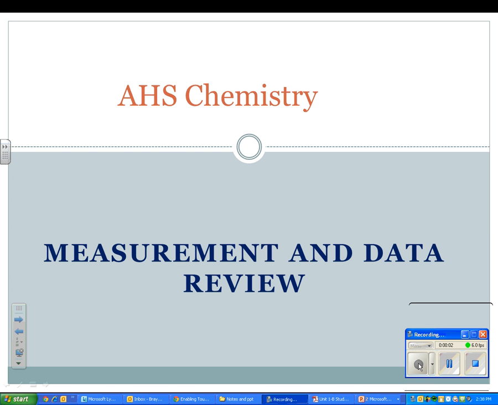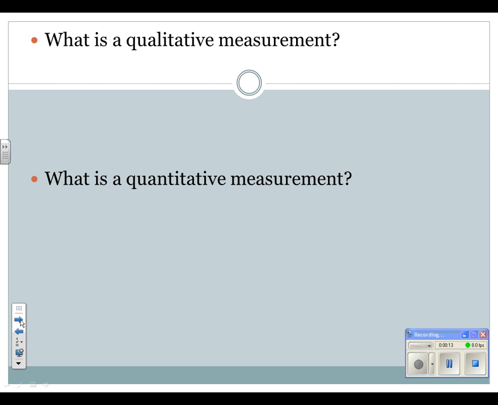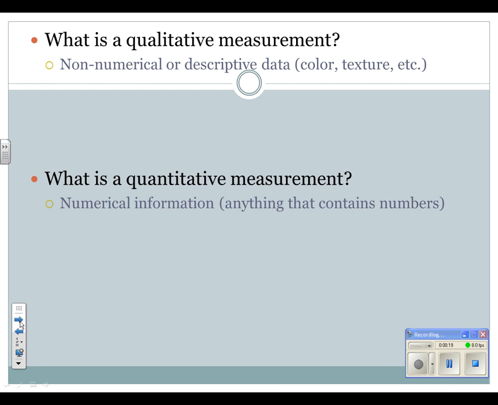Alright, welcome back, guys. This is going to cover measurement, how to do accurate, precise measurements, and it's going to go back over qualitative and quantitative data collection. It's going to be a review over that from the last video. So as a review, what is a qualitative measurement? Remember that L tells us that it's a descriptive term. Color, texture, anything that's going to describe it without numbers.